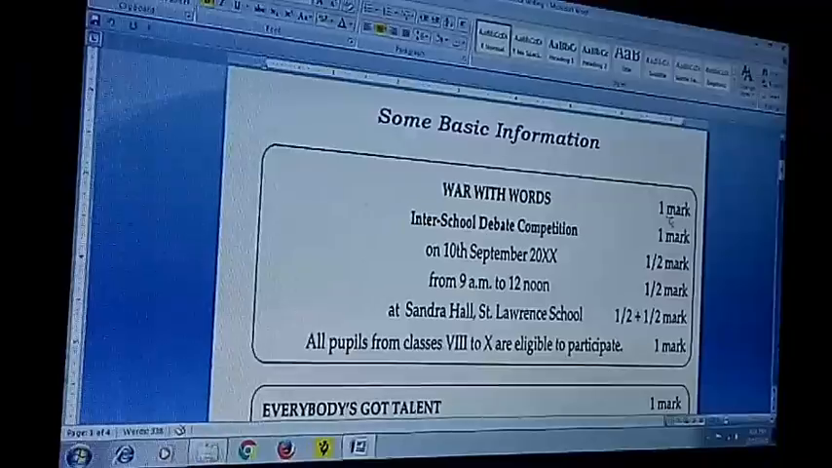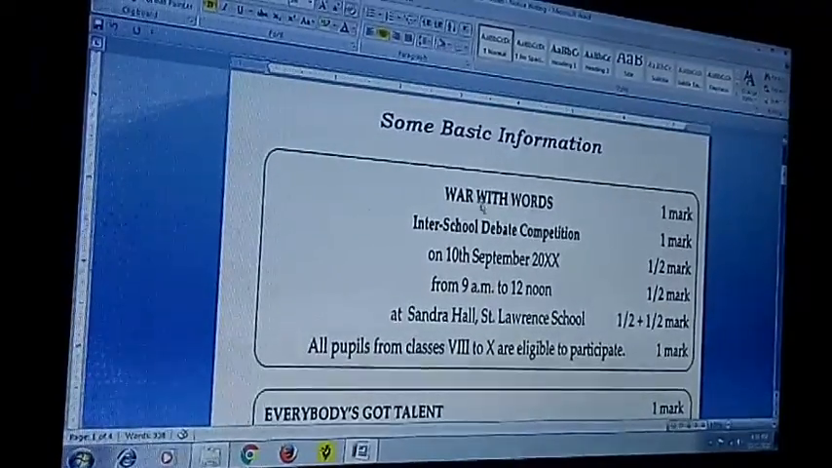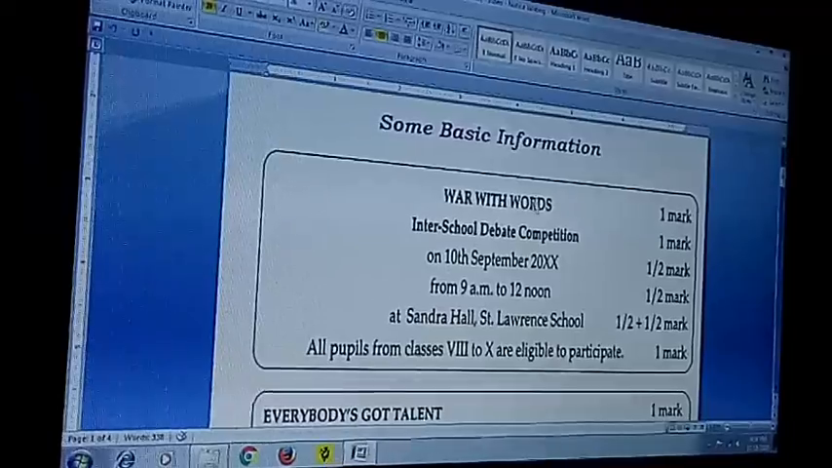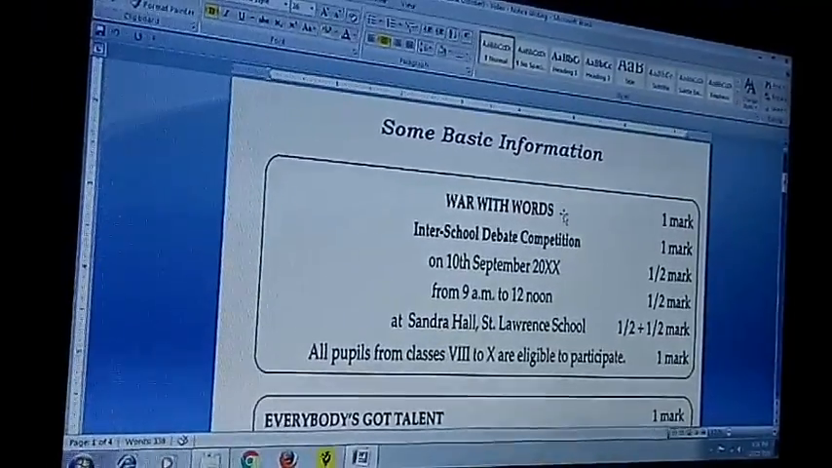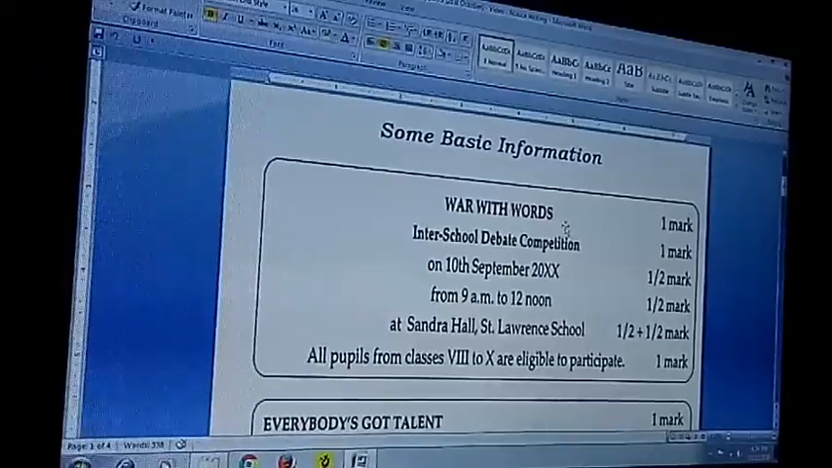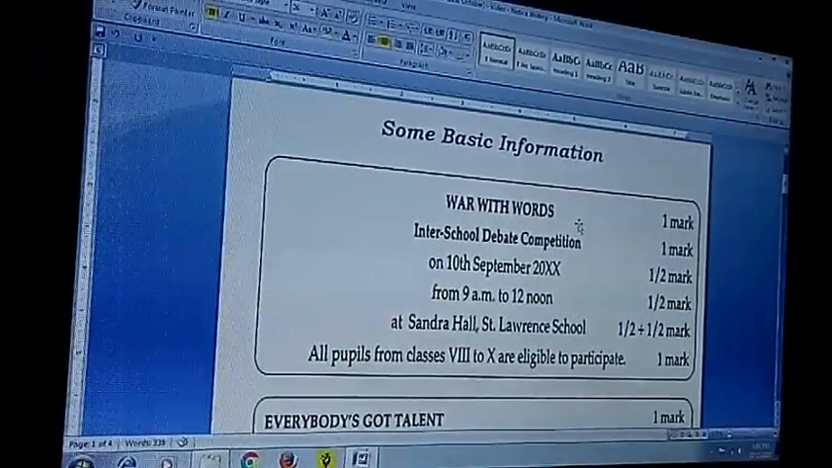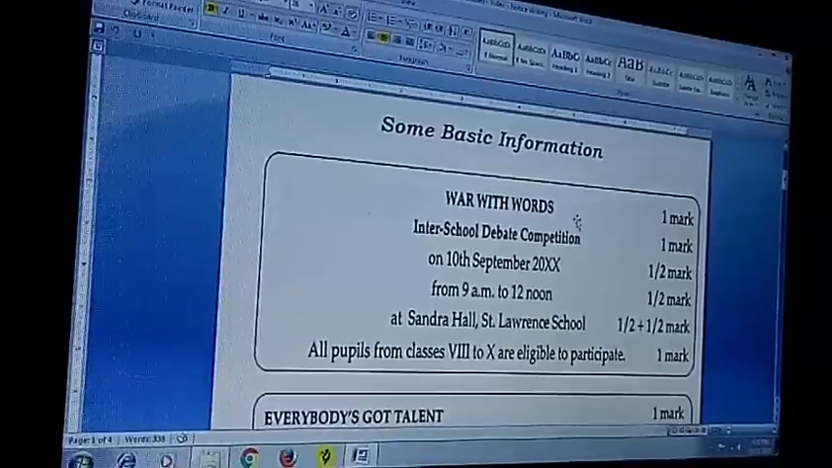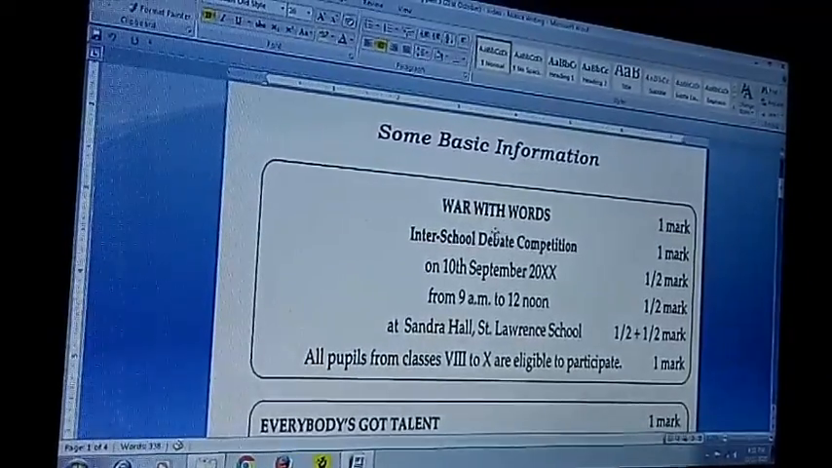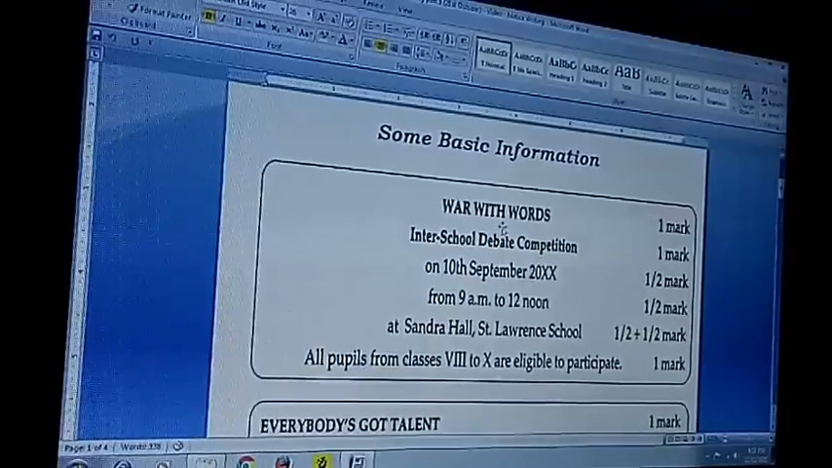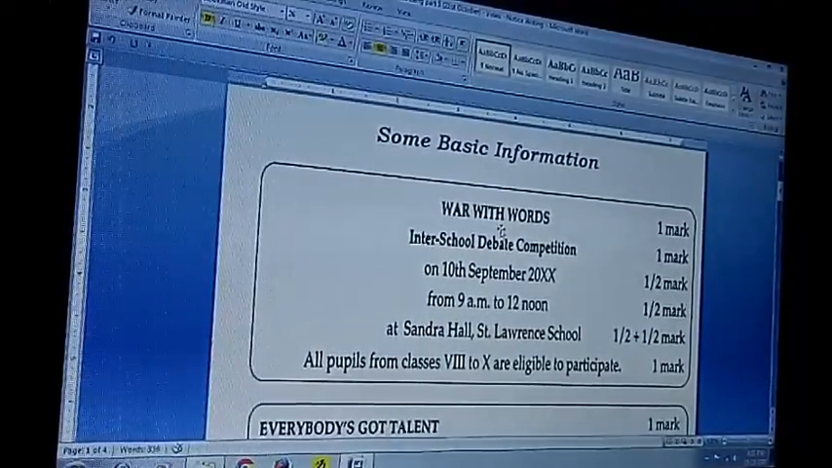Most of you do not take this seriously. So please take it seriously, create some new words, and even if you don't create new words, write the words in such a way that they look attractive and sound attractive. "War with Words", 1 mark. Do not make any spelling mistake unless you change drastically.